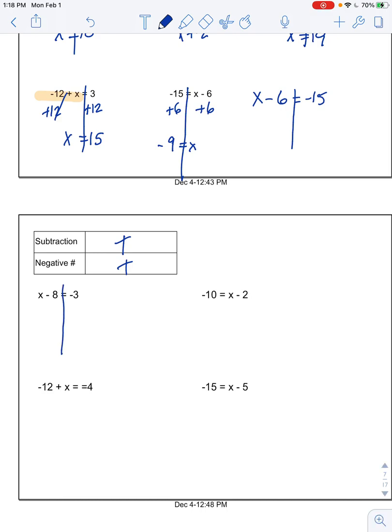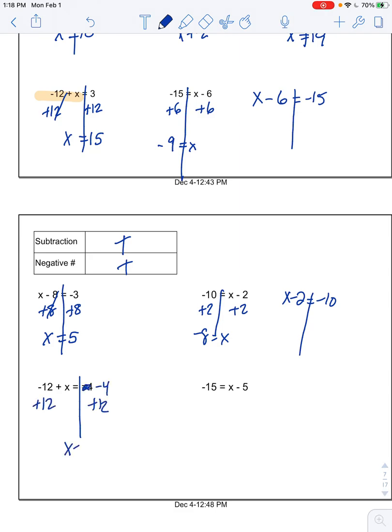Alright, so we have x minus 8 equals negative 3, so we're adding 8 to each side. So we get x equals 5. Negative 10 equals x minus 2, so we could flip that to the other side. We're going to add 2. We get negative 8 equals x. I think this one's supposed to be a negative 4. So we're adding 12 to each side. We get x equals 8. Negative 15 equals x minus 5. Add 5 to each side. Negative 10 equals x.